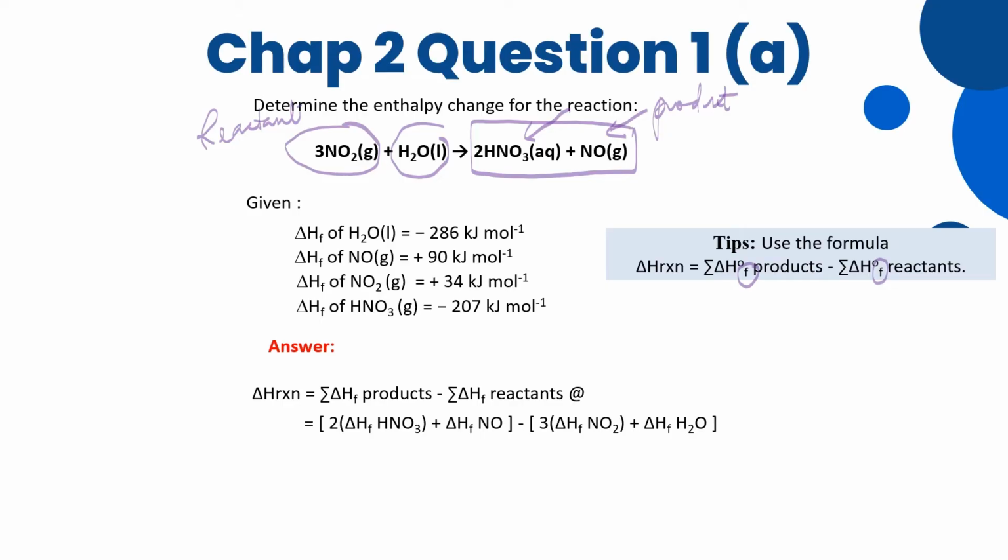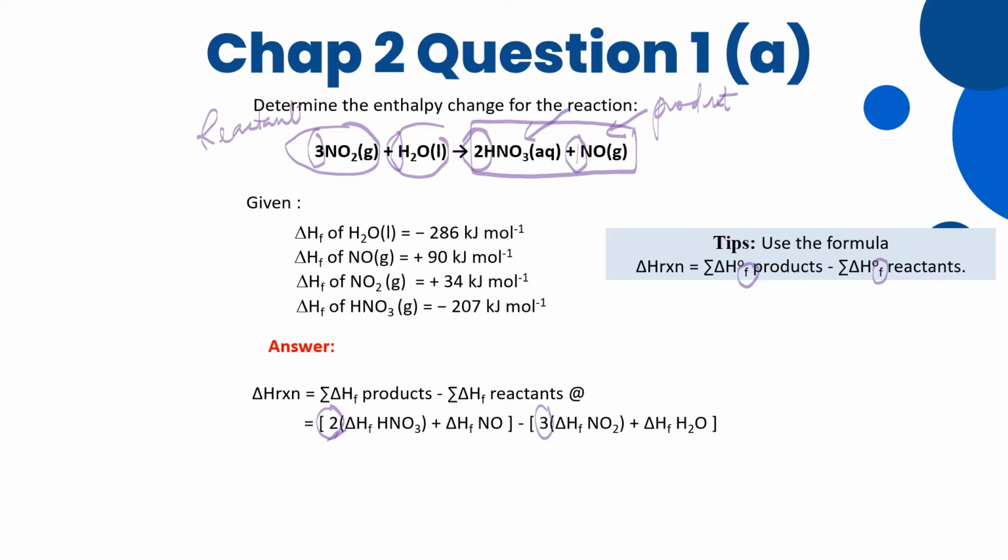So why do we need to times 2 in this equation? Because there are 2 moles of nitric acid in this equation, so we have to times 2. Whereas there's nothing written here, which means it is 1 mole, so we just leave it as is. And there are 3 moles of NO2, and water is only 1 mole.